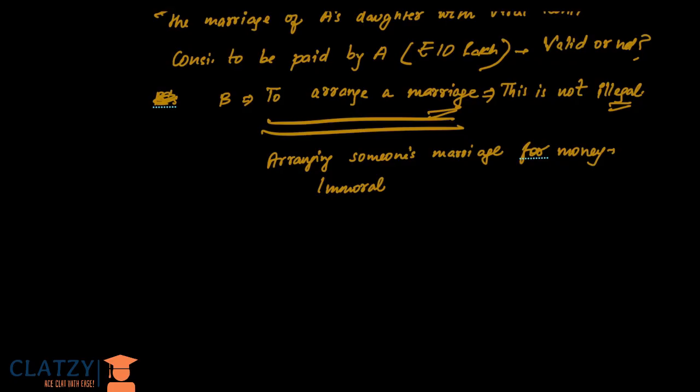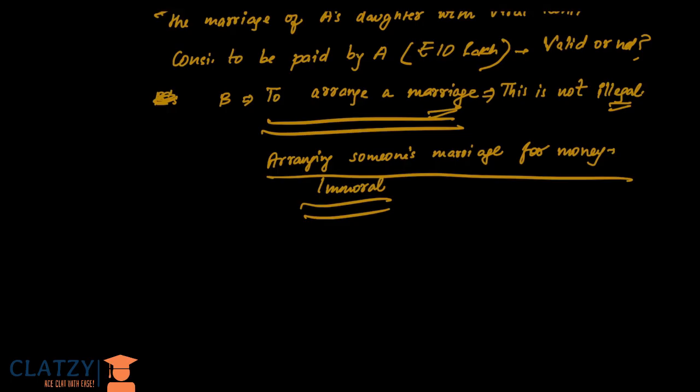Now you may ask me, then how are these people, shadi.com, jeevansathi.com, how are they arranging marriages? The answer is they are not arranging your marriage. They are merely providing you a platform where you can connect with your future life partner. They are not brokering your marriage. You're not paying them to broker or to arrange your marriage. You are paying them only because you want to use their platform. All right, that is the crucial distinction. So, arranging someone's marriage for money is immoral, and any consideration which is immoral is not a valid consideration.